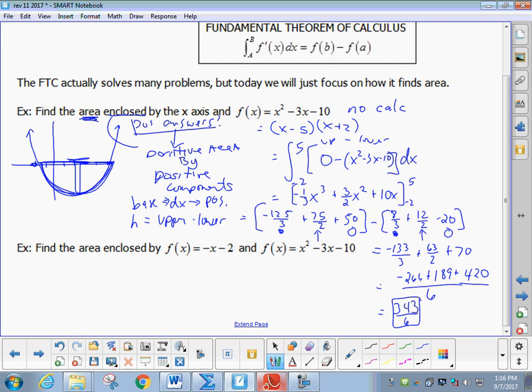Try the next one on your own or with your Math Amigos. It is no calculator. It's a little different, and it's not the x-axis of the curve, it's two curves.